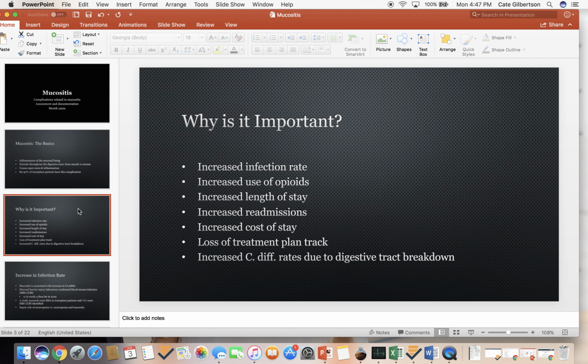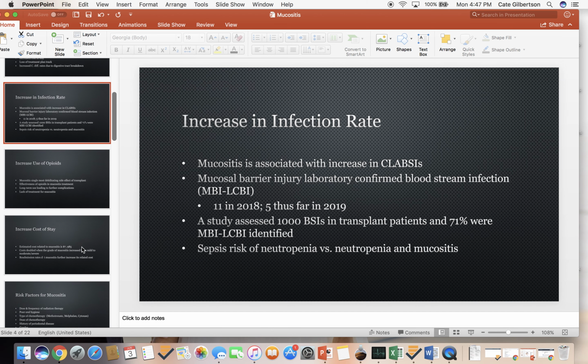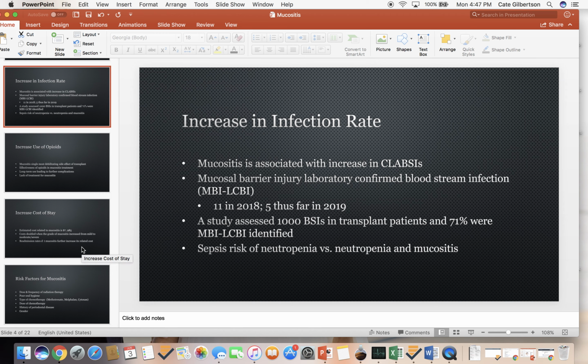C. diff rates can go up with mucositis because we have that breakdown of the digestive tract causing those open sores, and then we have now an infected area of the mucosal tract potentially leading to C. diff. So we have areas where the infection can easily enter into the bloodstream. As I touched on, one of the big things here with mucositis is the increase in infection rate.